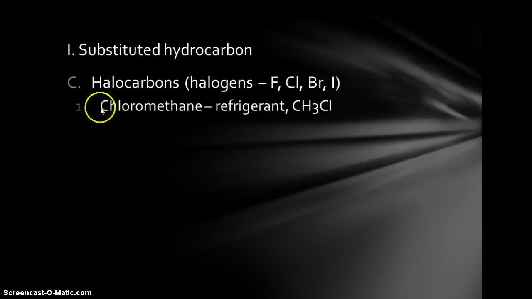You need to know chloromethane. So methane, once again, we would have 1 carbon. And since there's just 1 chlorine, it's chloromethane. So it's CH3Cl, 1 hydrogen was taken off and replaced with 1 chlorine. And that is a refrigerant.